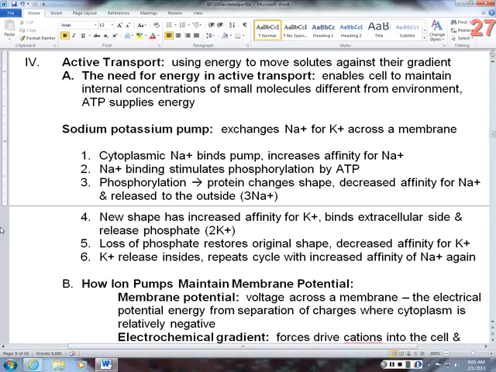It no longer wants to hold on to potassium, so it lets it go on the inside, and it grabs sodium again. So it just kind of alternates between shapes. When it's got sodium, it wants to change and let go of it. Then when it grabs potassium, it wants to go back to this shape, take it back to the inside, back and forth.